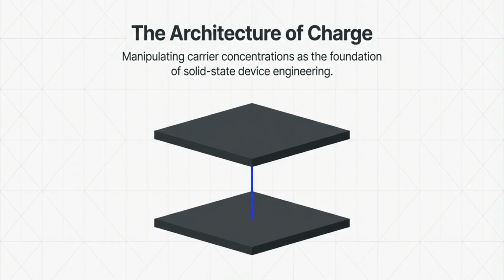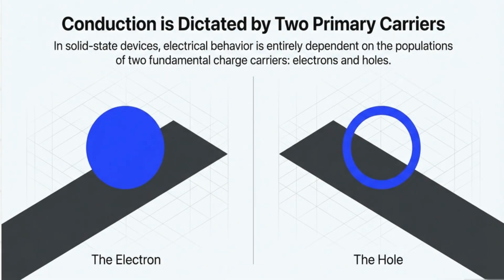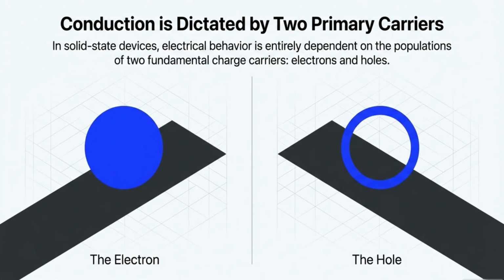Welcome to this video on the architecture of charge. We will explore how manipulating carrier concentrations forms the foundation of solid-state device engineering. In solid-state devices, electrical conduction is dictated by two primary carriers, electrons and holes. Their populations determine the electrical behavior of the material.